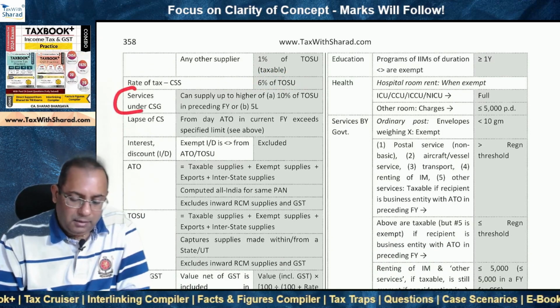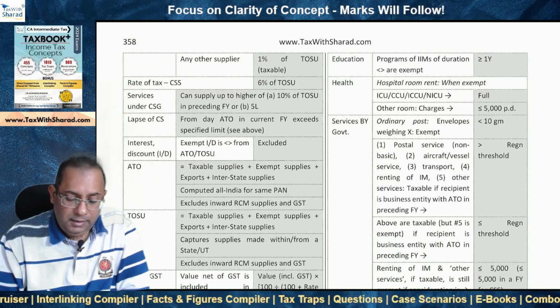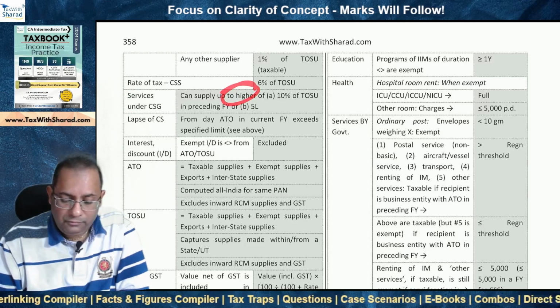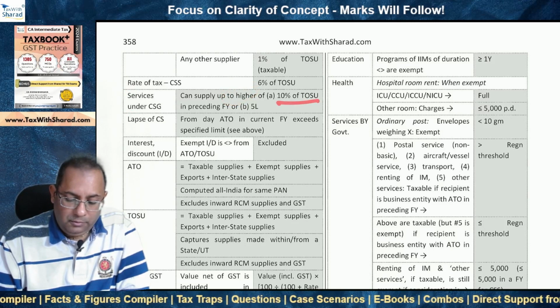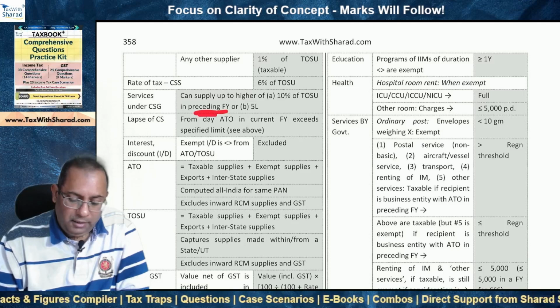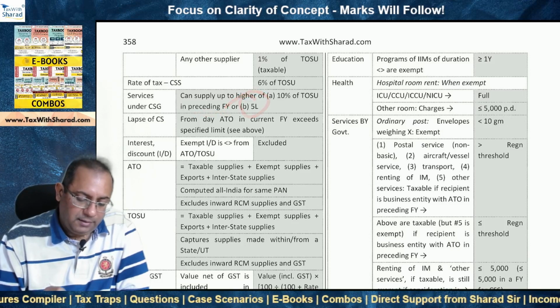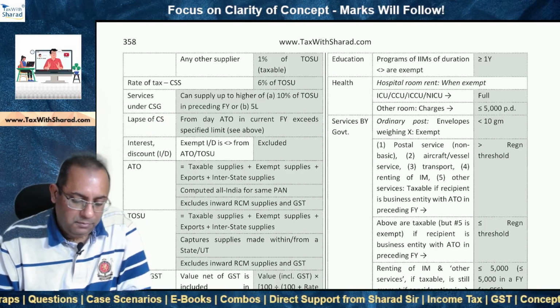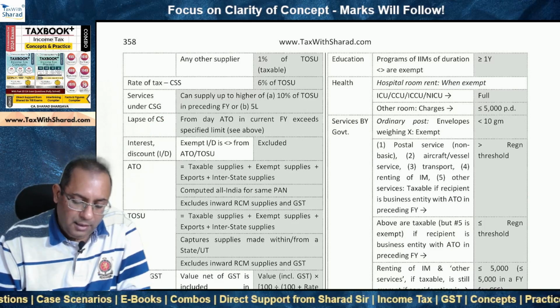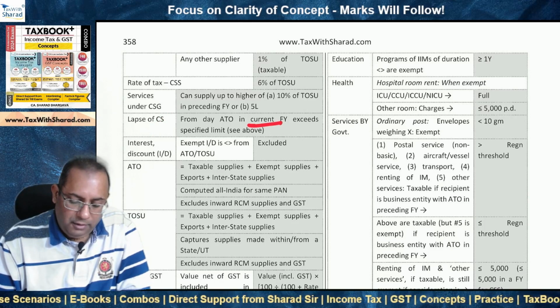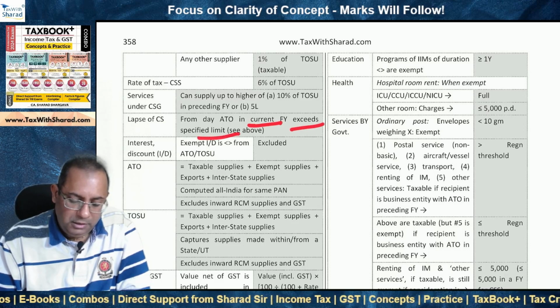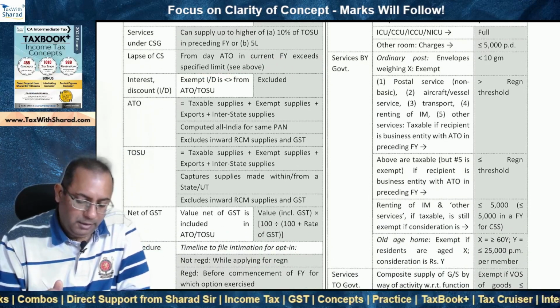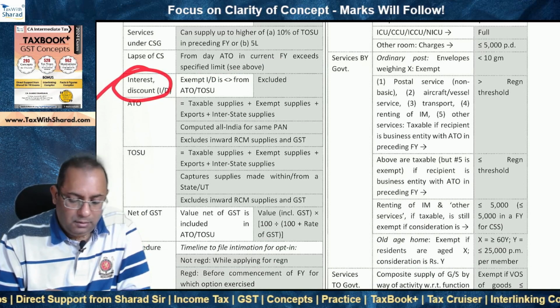Can one supply services under composition scheme for goods? Yes, one can supply up to a higher of 10% of turnover in state or UT in the preceding financial year, or rupees 5 lakh. When does the option to avail composition scheme lapse? It lapses from the day the ATO in the current financial year exceeds the specified limit, which we just now saw some time back.